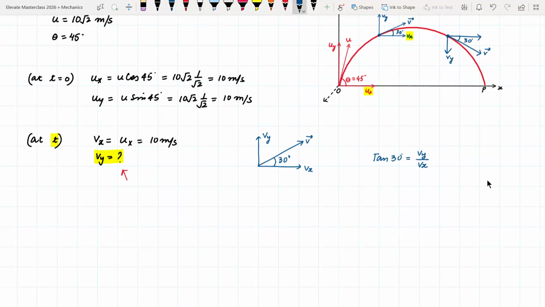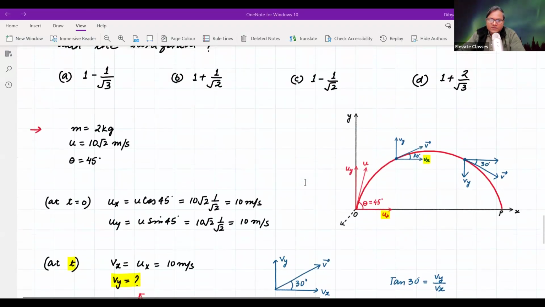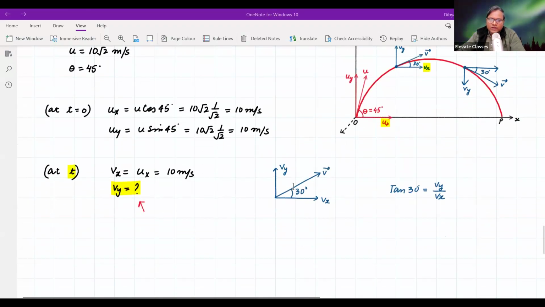Exactly. Understood. So this is a vector diagram. And in a vector diagram, you know from vector algebra, you might have studied vector algebra in class 11th, right? That the vector algebra forms a triangle. And the length of those vector arrows gives us this particular angle 30 degree, right? So tan 30 is equal to Vy upon Vx. I'm sure everybody knows this.